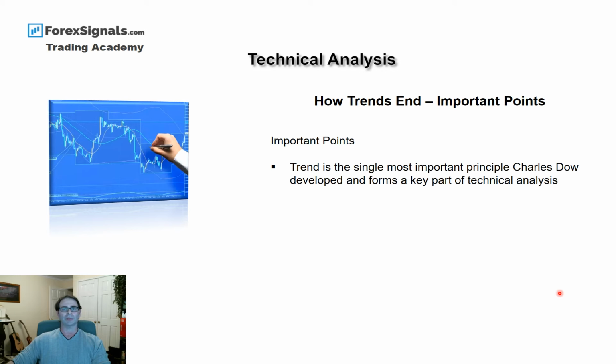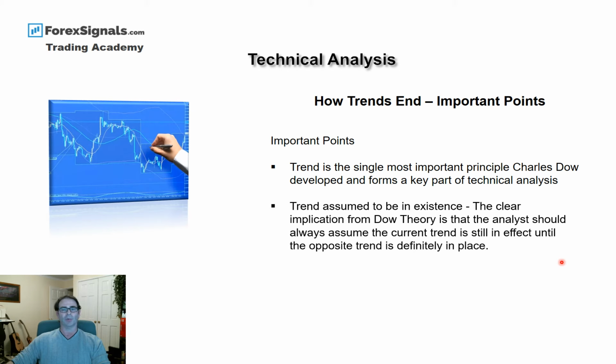Now, some important points that we discussed along the way. One of those is that trend is the single most important principle that Charles Dow developed, and this forms a key part of technical analysis. So many times we neglect trend when traders are starting out. We neglect these basic principles of trend. One of the important points also was that trend is assumed to be in existence. So the clear implication from Dow theory is that the analyst should always assume the current trend is still in effect until the opposite trend is definitely in place.